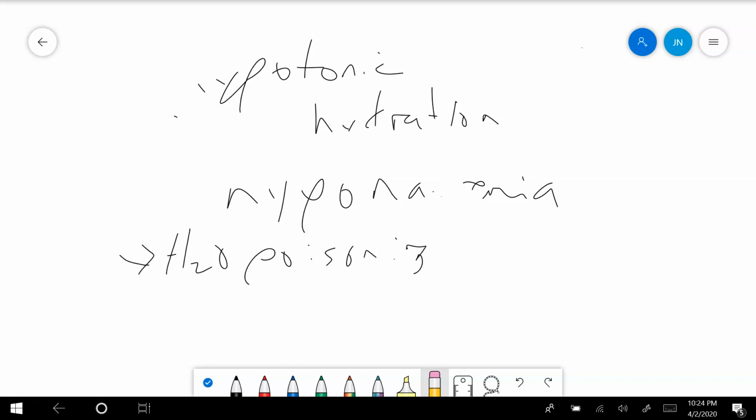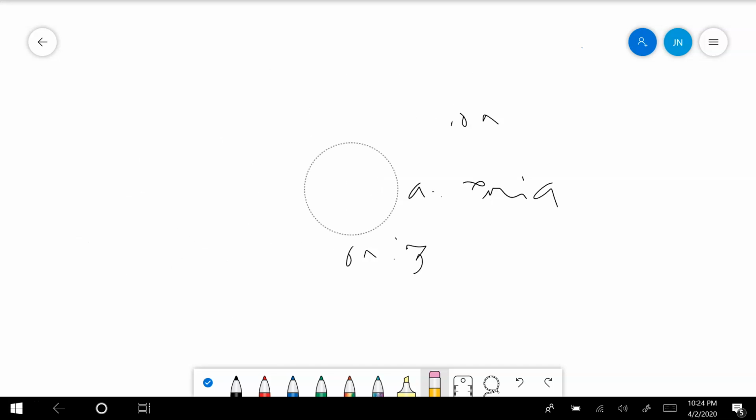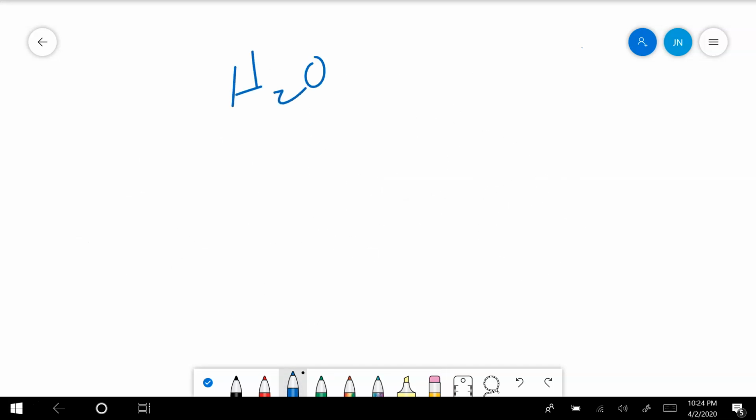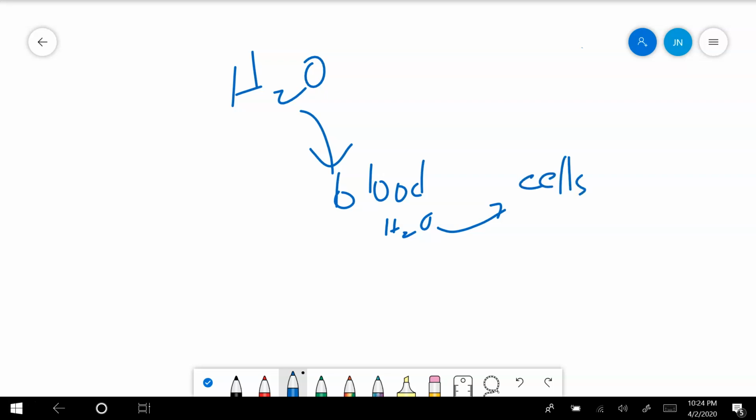Because what's going to happen is we bring in this water into the blood. That same water is going to go into the cells, which are going to swell up, and into other fluid compartments, the interstitial fluid.